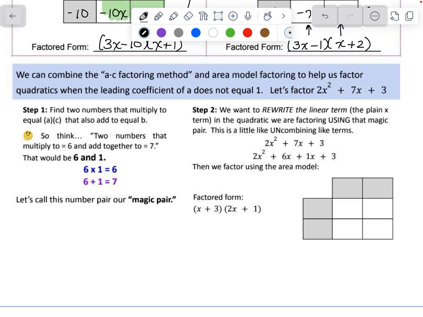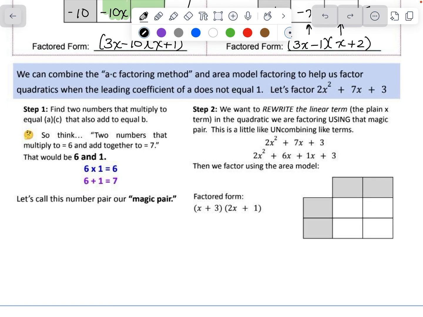So we're going to use the AC factoring method, which we learned on day 1, and this area model factoring to help us factor quadratics when the leading coefficient is not 1. So right here we have a leading coefficient of 2 instead of 1. So what we want to do is start out identifying our A, B, and C just like we did. A is 2, B is 7, C is 3. And we want to find two numbers that multiply to give us 6, 2 times 3, that add together to give us 7. So multiply to give us 6, add to give us 7.